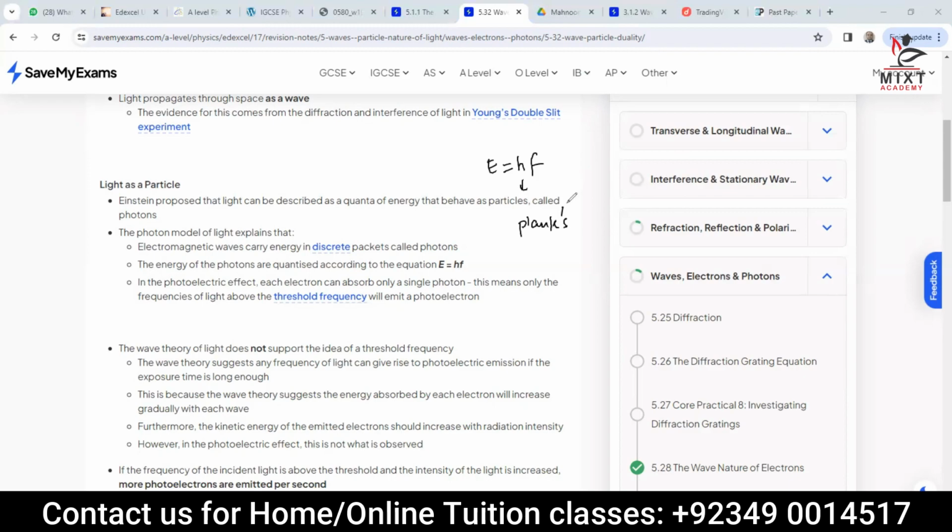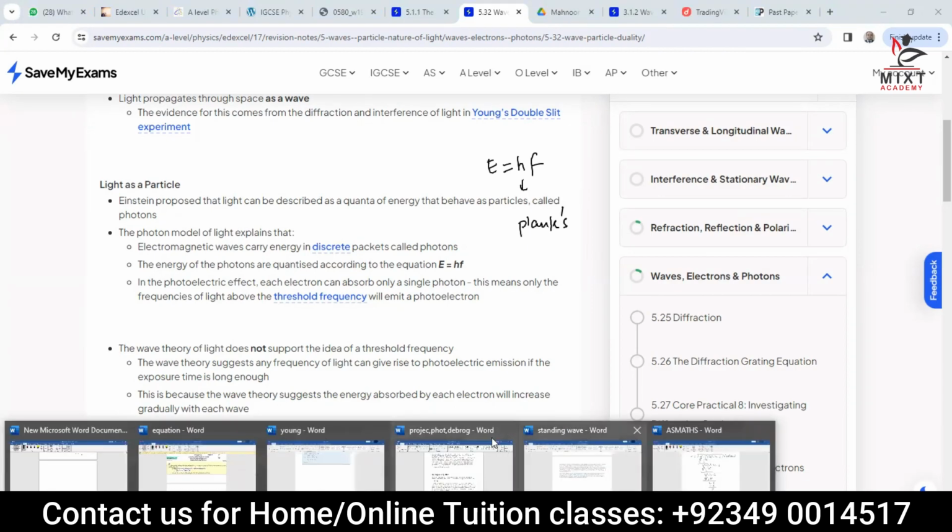What he said at this time is that electromagnetic waves carry energy in discrete packets, and they are called photons. The energy of photons is quantized as E is equal to h times frequency. There are a few very important things here which we will talk about in a few minutes. Because we haven't studied the photoelectric effect yet, I'm leaving it here and jumping to the photoelectric effect, and after finishing it, I will come back to this.